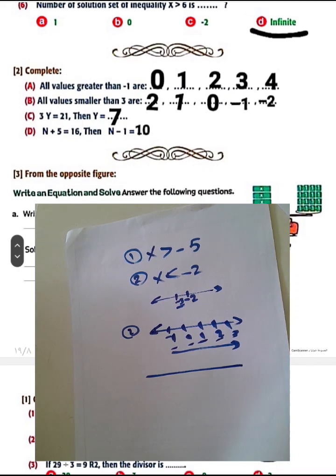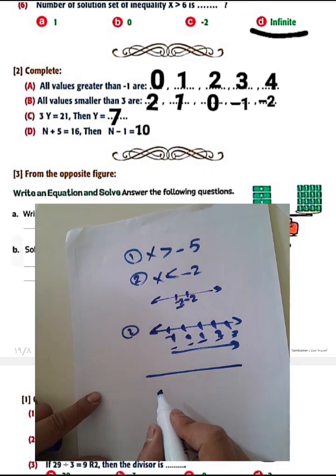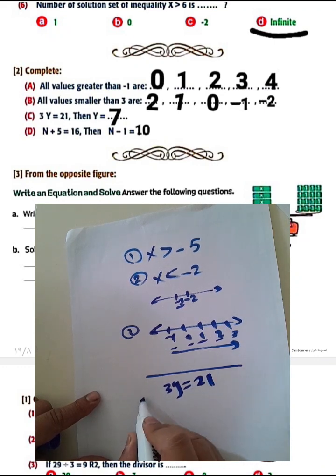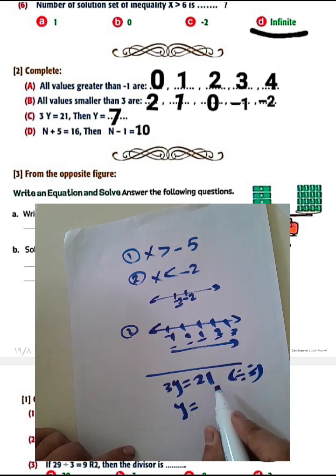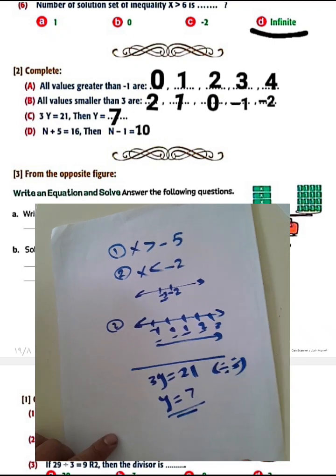3y equals 21, then y equals 7. We can divide it by 3 to find this variable here. 21 divided by 3 equals 7. Then y here equals 7.